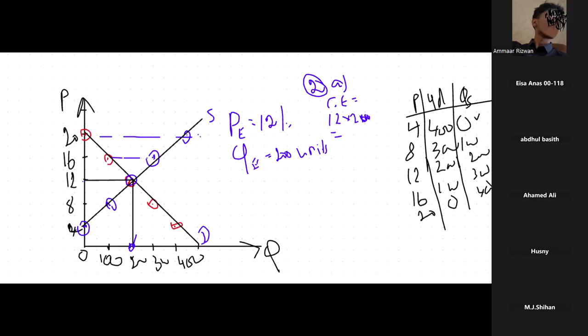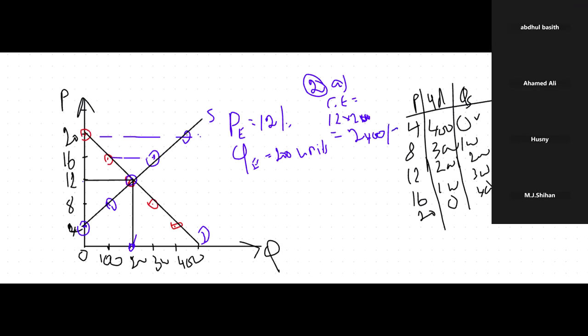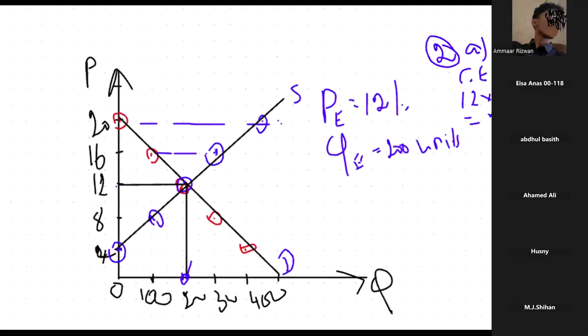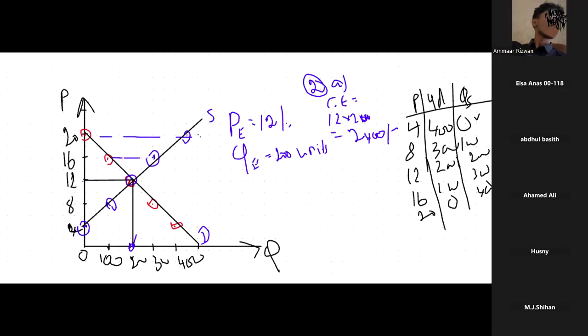Consumer expenditure, 12 into 200. So it's going to be 2,400. Consumer expenditure is 2,400. Did you understand? Right. So see, price is 12, quantity is 200. That means consumers are buying 200 units at the price of 12 each. Therefore, the expenditure is 2,400.